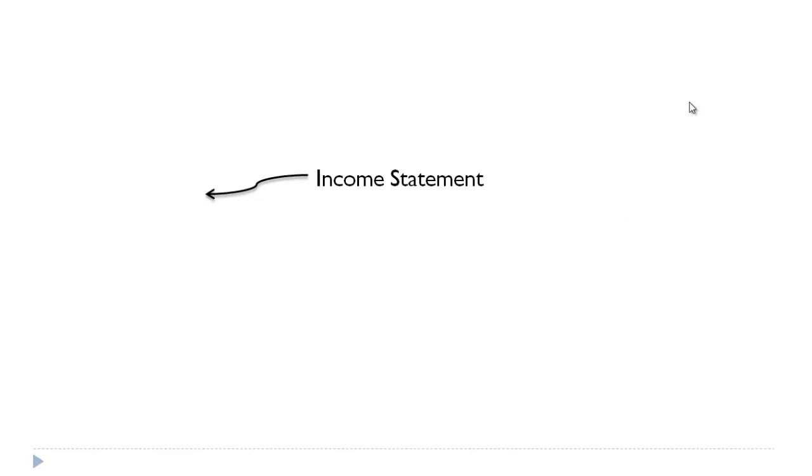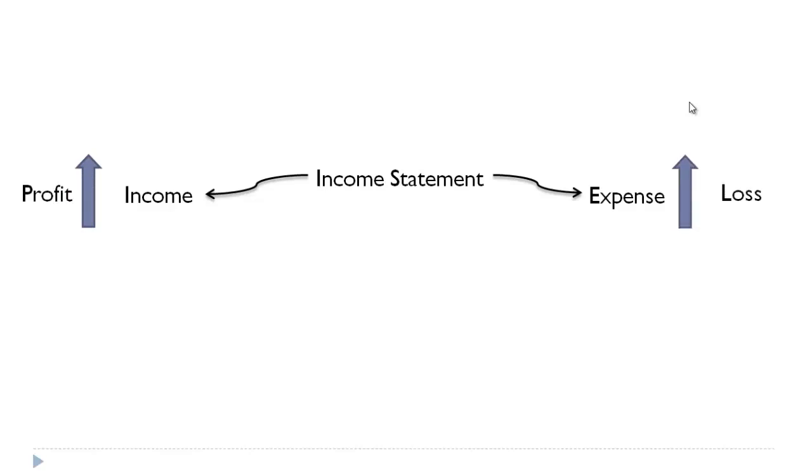See, the income statement would talk about all the incomes, and it will also talk about all the expenses. So the income statement is not only going to give you the income, it will also give you the expenses. And if income is more than expense, it is called profit, and if expense is more than income, it is called loss. So it's simple, it's very logical. And we'll see a little bit on the balance sheet.